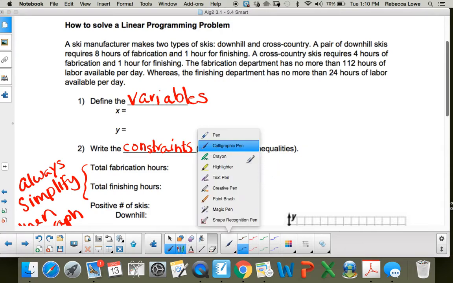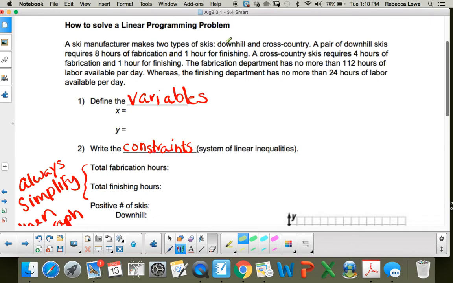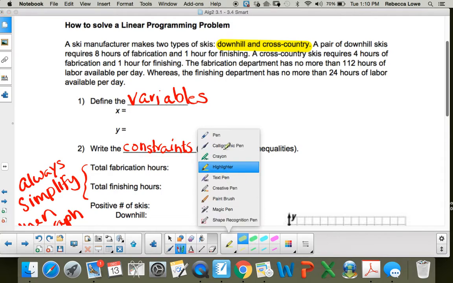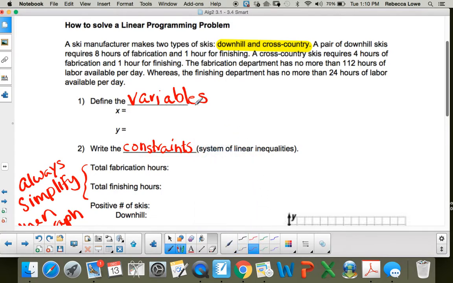So first we need to define our unknowns. Our unknowns are right here, the number of downhill and cross-country skis that we are going to figure out. What is the number of downhill and cross-country skis that the manufacturer can make? So we're going to write, it doesn't matter which one you use for X and Y, but I'm going to use X equals the number of downhill skis, and Y is the number of cross-country. And I'm going to use the shorthand CC.